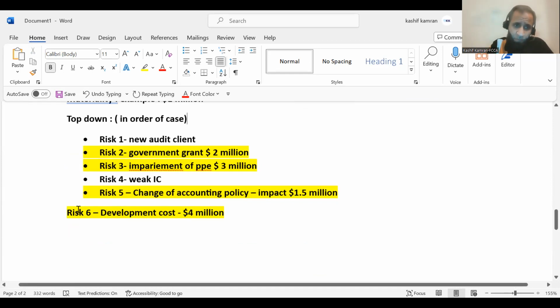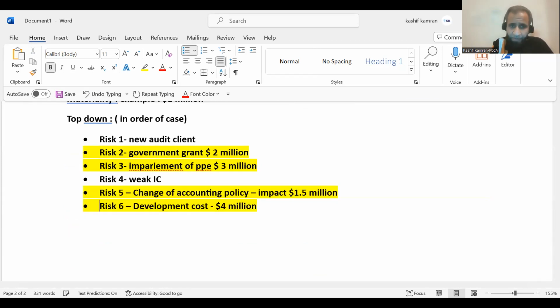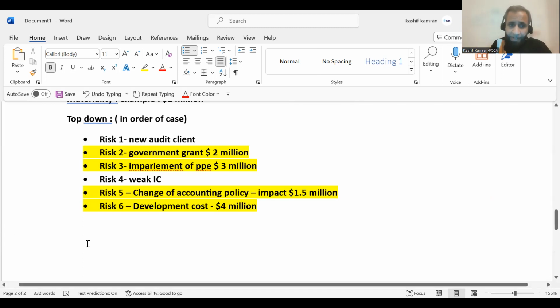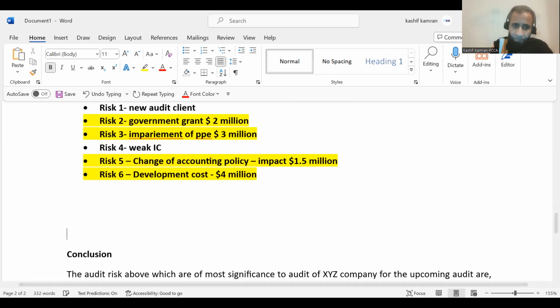So the first risk I got was new audit client. I wrote about it. Then second, I got garment grant. Then I got impairment. Then I got weak controls. So I'm just writing them down in any order. I'm not bothered about arranging them. So that can save a lot of time in the exam. Then in a conclusion, what will you do?